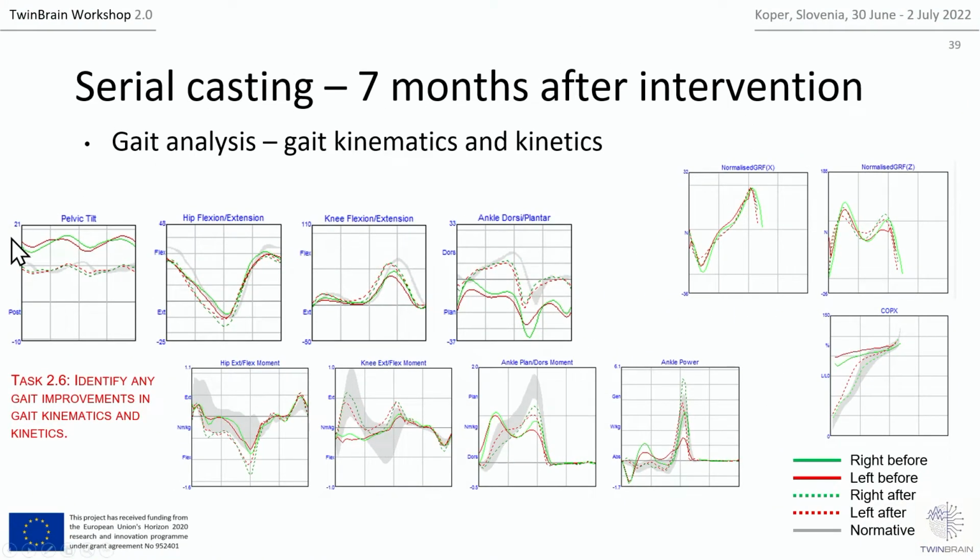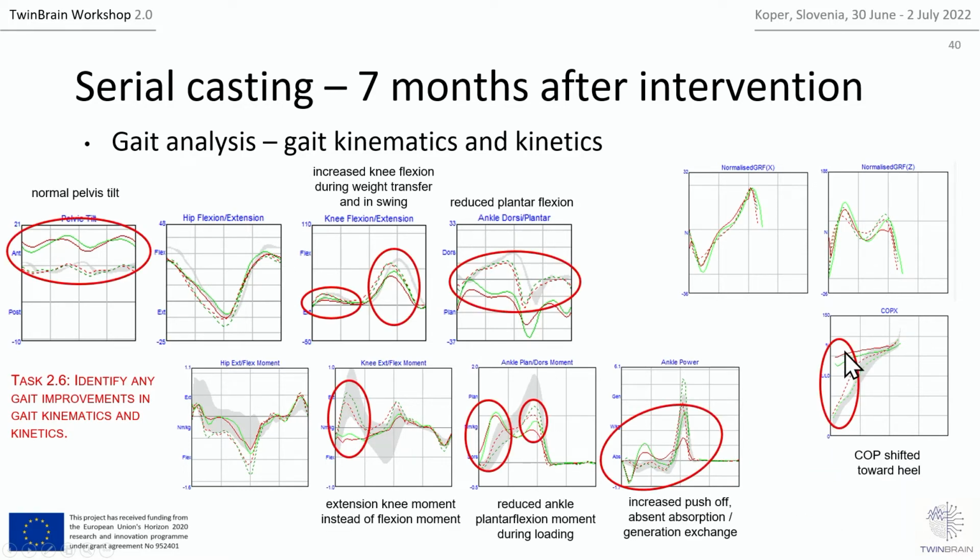Again, the top graphs show the gait kinematics, the bottom graphs gait kinetics, and the vertical and horizontal ground reaction forces are here on the right, as well as the center of pressure. So let's look at the center of pressure first. What we notice is that the center of pressure indeed did shift towards the heel. So we no longer have the center of pressure being present here at the forefoot or near the toes. It has shifted in the direction towards the heel.